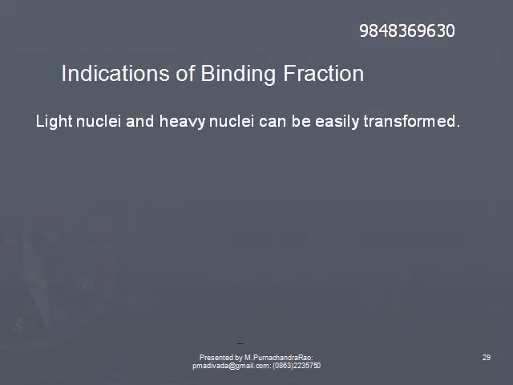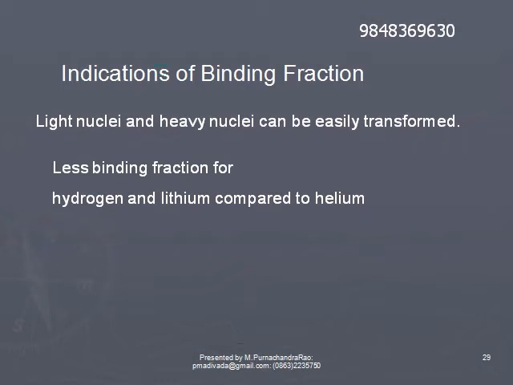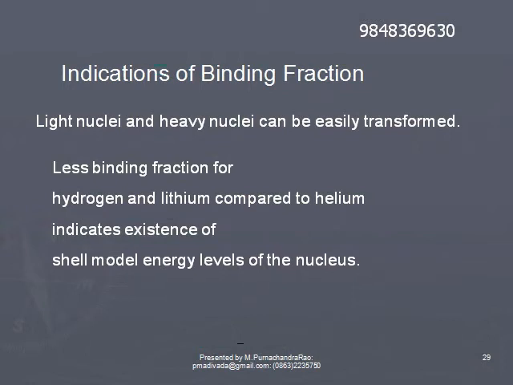Less binding fraction for hydrogen and lithium compared to helium indicates the existence of a shell model of energy levels in the nucleus. The existence of a shell model of energy levels in the nucleus can be imagined because of the less binding fraction for hydrogen and lithium compared to helium.